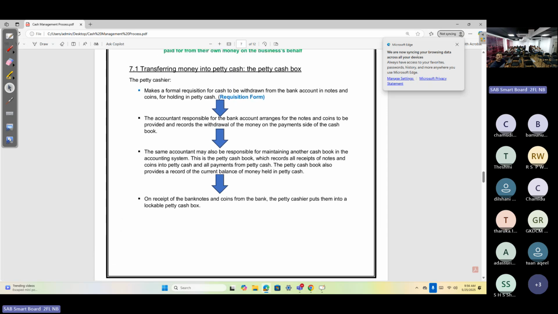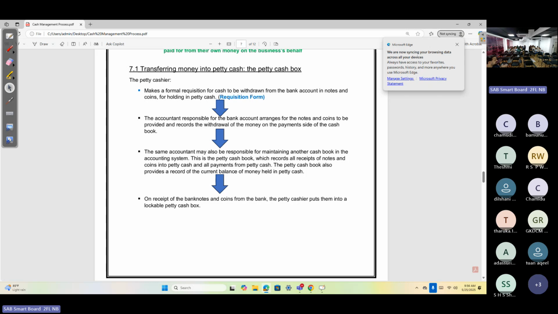The petty cashier makes a formal requisition for cash to be withdrawn from the bank account in notes and coins. The petty cashier has requested the petty cash amount from the accountant through a requisition form. First point: the accountant responsible for the bank account arranges for the notes and coins to be provided. So now the accountant has withdrawn the money from the bank and records the withdrawal on the payment side of the cash book.